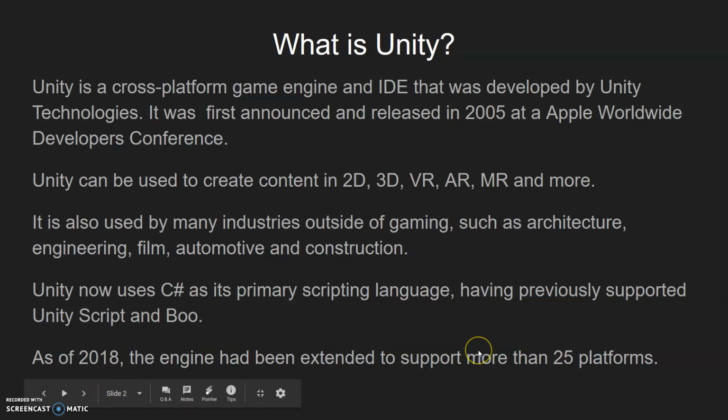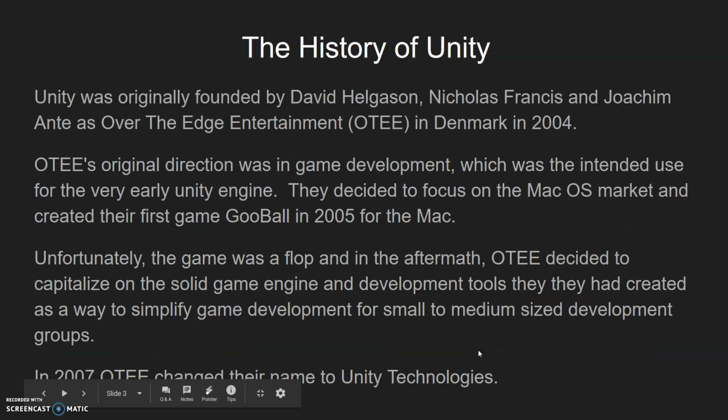So, on to our next slide. A little bit about the history of Unity. It was originally founded by David Helgeson, Nicholas Francis, and Joachim Arndt, and they called it Over the Edge Entertainment. These guys are all from Denmark, and they formed the company in Denmark in 2004. It was one of those classic stories. They were all young guys. They lived together in a house. They had no money. They had the big dream to basically become a game development studio.